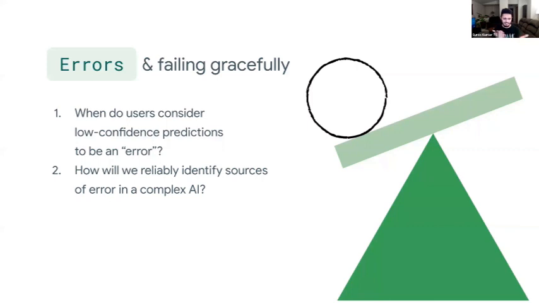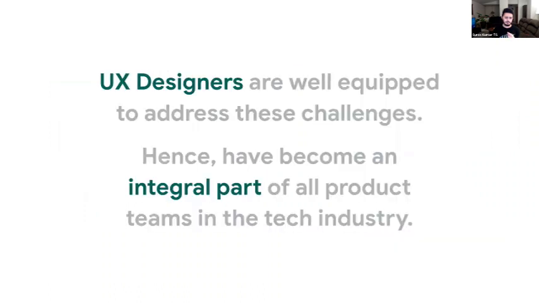And again, a lot of complex systems are involved, like I said earlier. A simple example is Google Maps, which has multiple models behind it. It's very, very hard to predict what went wrong in that kind of system. All this is to say that UX designers are extremely well equipped to address these kinds of challenges. These are not engineering challenges. These are not managerial challenges. These are human problems.